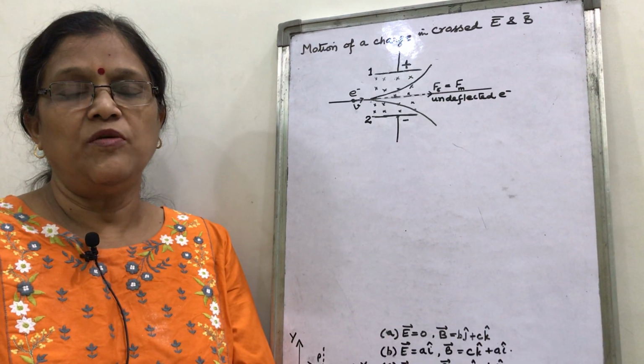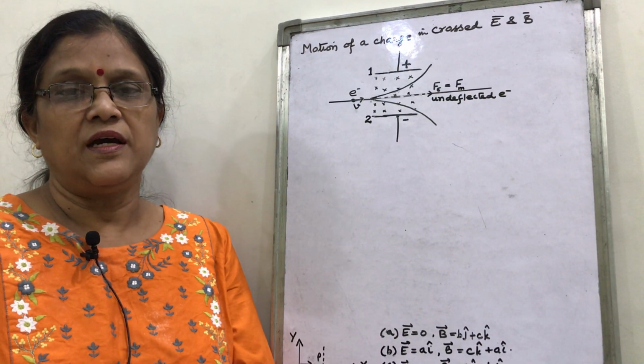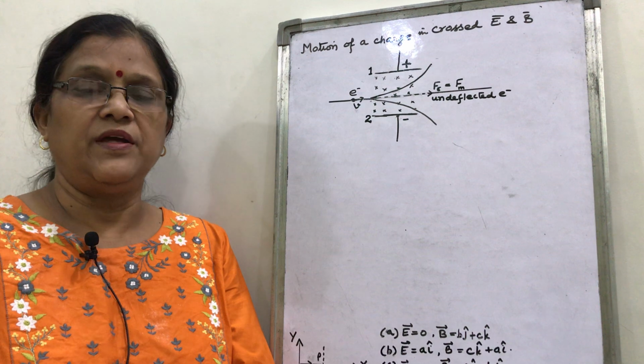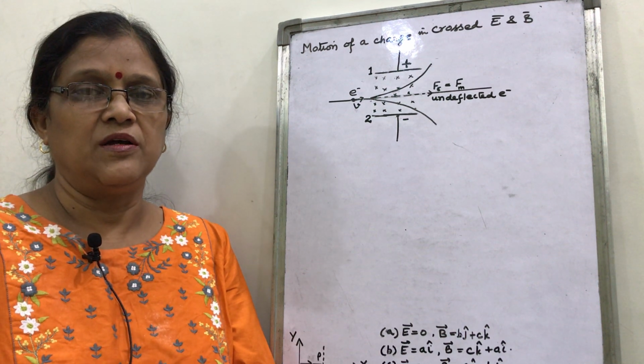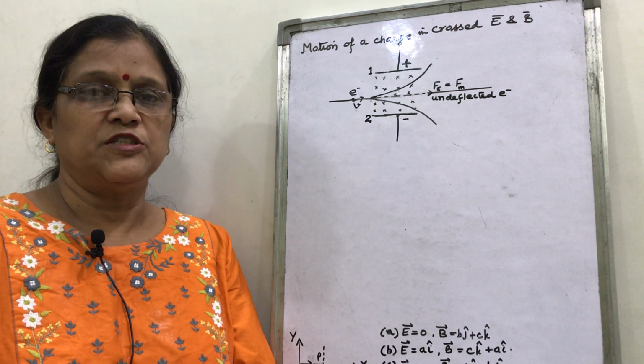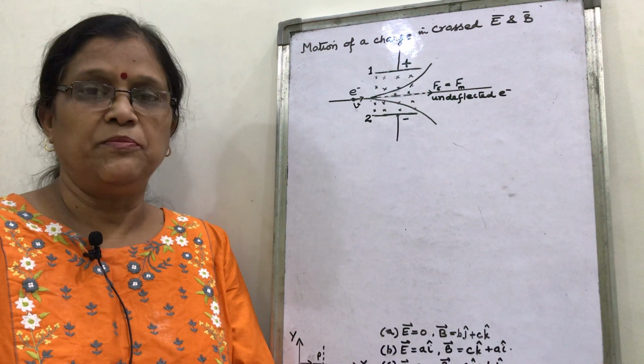So, both the uniform fields are present and they are said to be crossed if they are mutually perpendicular. We will discuss this motion and what its importance is.